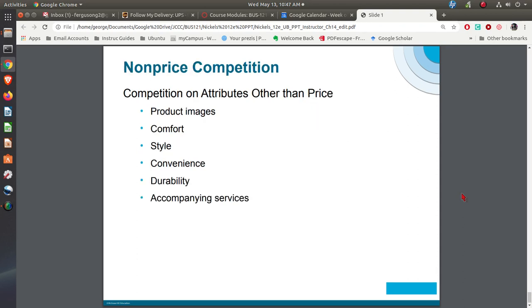And then you have your non-price competition. In other words, you're looking at what kind of image does my product provide? What kind of comfort or convenience does it provide? That may be some of the key things that you're pushing in your marketing as far as selling your product.